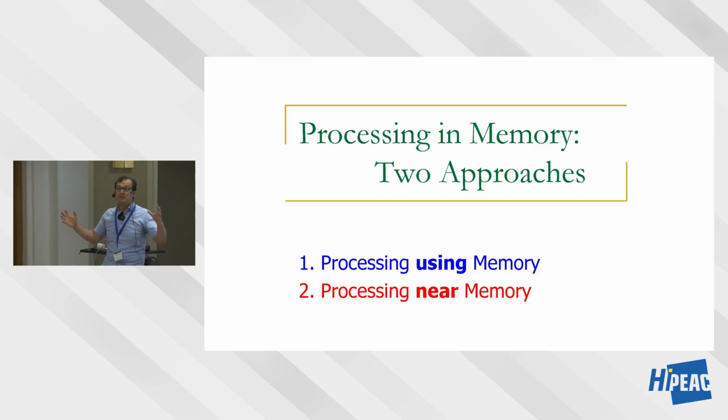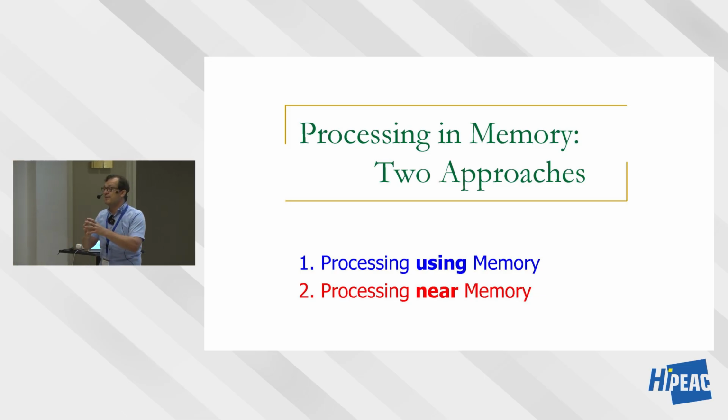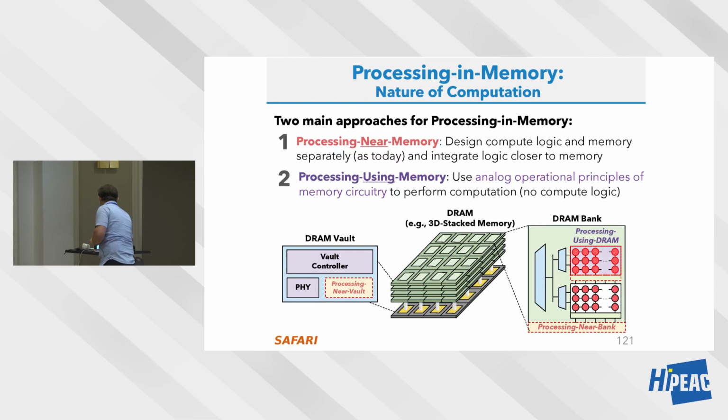In the end, I believe you need to combine both to maximize the benefits of processing in memory. Okay. So let's take a look at this. This is the nature of computation. This basically shows pictures to what I just said. So processing near memory, you can actually have a processor near the bank, the DRAM bank. You can actually have processing inside the vault, etc. Processing using memory, you actually take advantage of the analog operational properties of the memory cells to do computation. For example, you can activate many rows at the same time, as we will see.